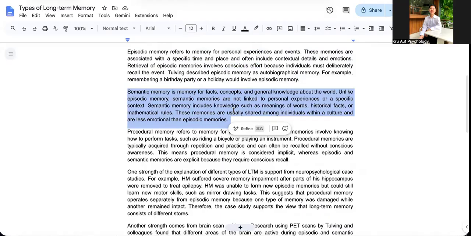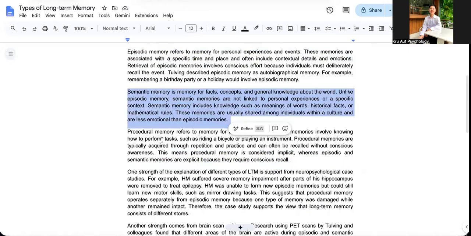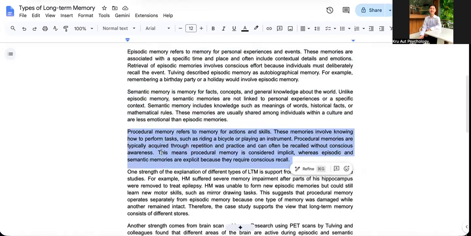It's just better to always specifically state whether it is like episodic or not, but I believe it's mentioned at the end. So I didn't put it here. At the end, we'll look at the last sentence of this paragraph. But before we look at that, procedural memory refers to a memory for actions and skills.